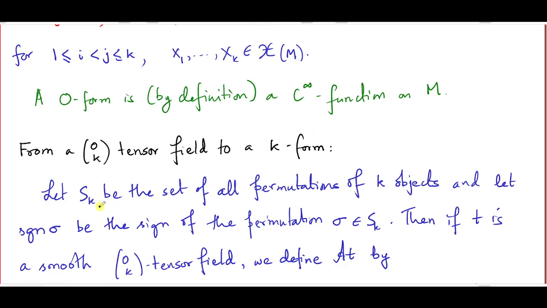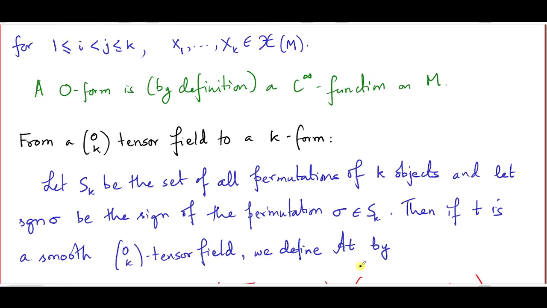We will also denote by sgn sigma the sign of the permutation sigma. What that means is that if you can get to this particular permutation by doing an even number of interchanges, then sgn sigma is going to be +1. If it needs an odd number of interchanges, then sgn sigma is going to be -1. So given a smooth (0,k) tensor field T, we will define now the action of an operator curly A on T by the following.